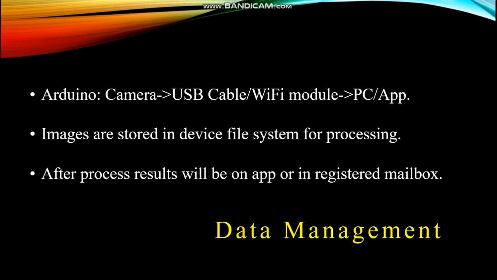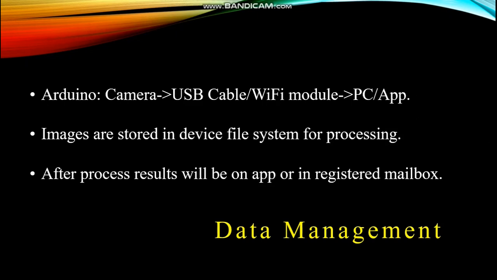Our data is managed via the camera where we take pics. We can transfer them via USB cable or the Wi-Fi module, and those pics will be saved in a PC or the app which we will build for it. Images are stored in the device file system for processing, because after taking pics we will process them and find out the text for analysis. After processing, the result will appear in the registered mailbox.